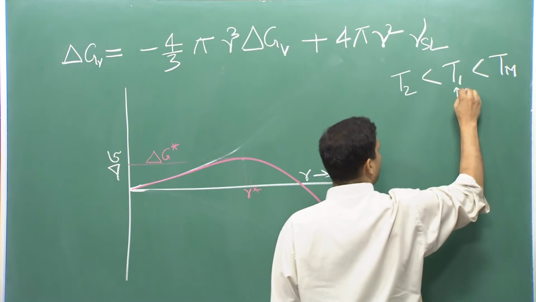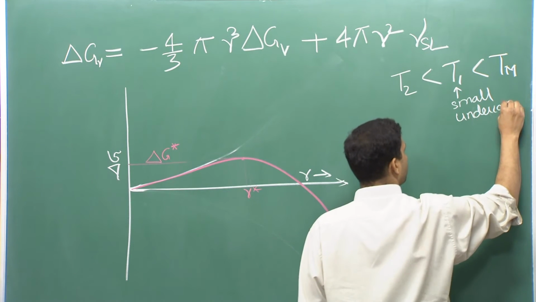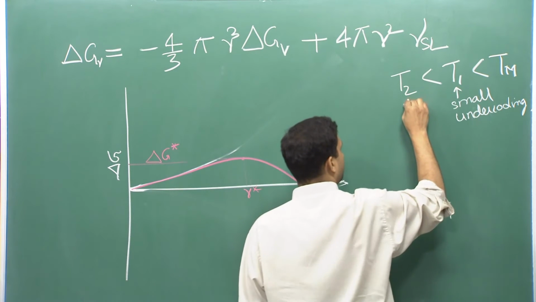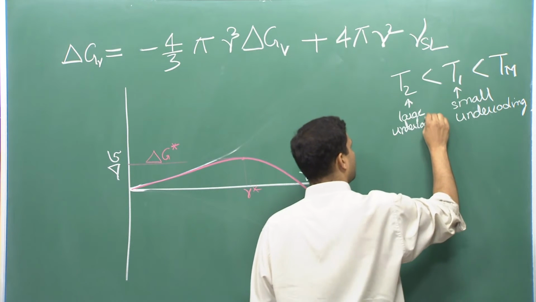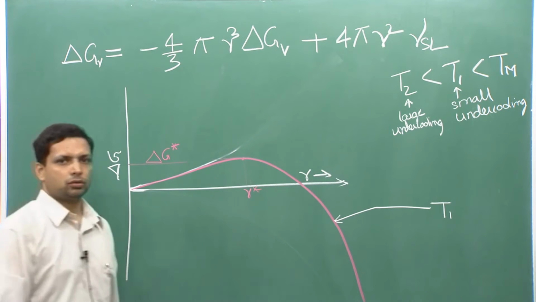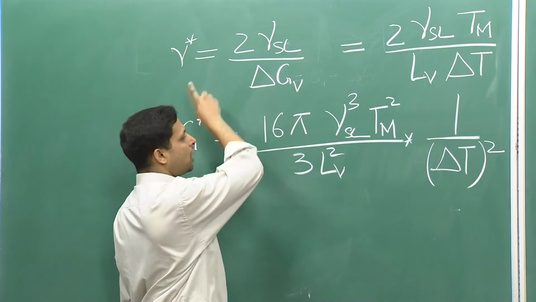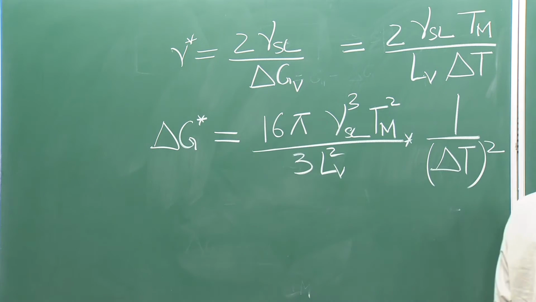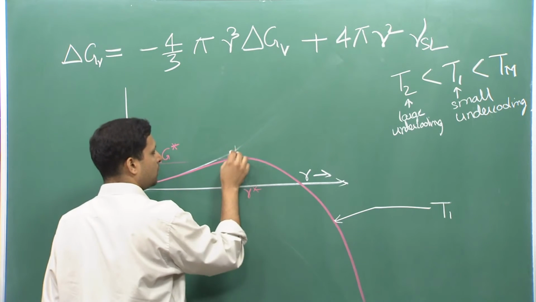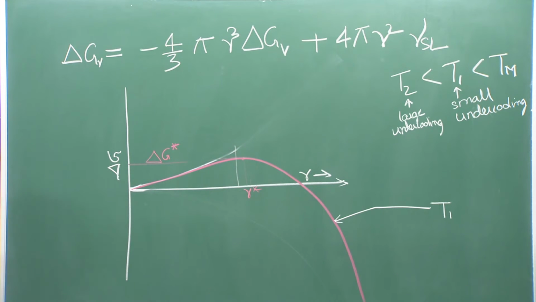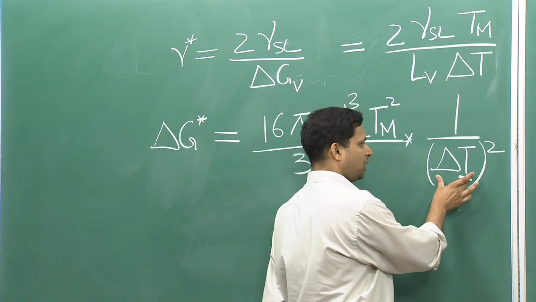So, here you have small undercooling, and here you have large undercooling. From here, what do we know? When there is larger undercooling, that is when delta T is large, R star should decrease. So, this R star value which is over here should come down somewhere over here.